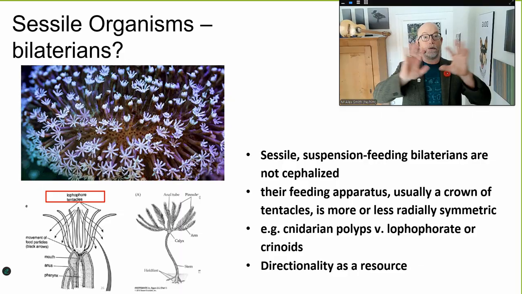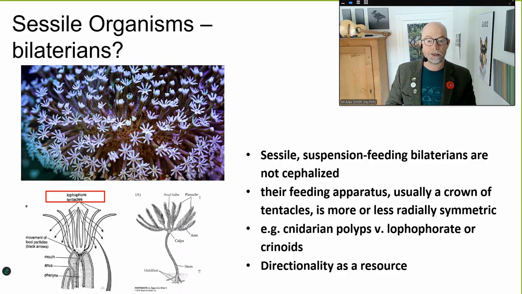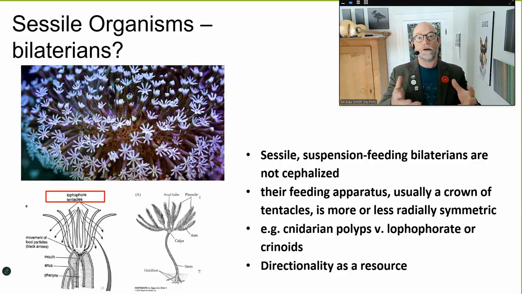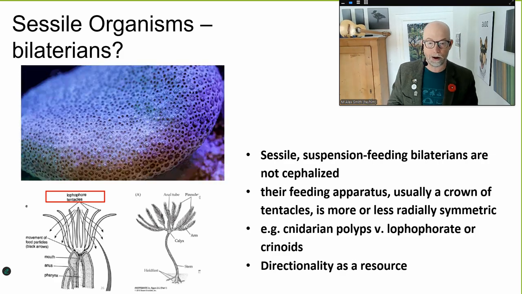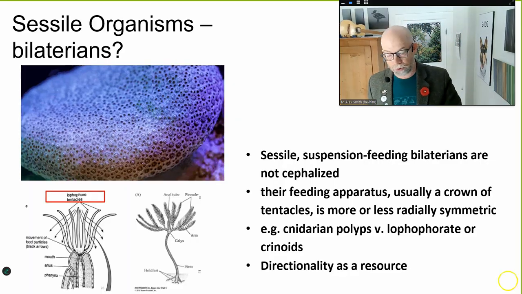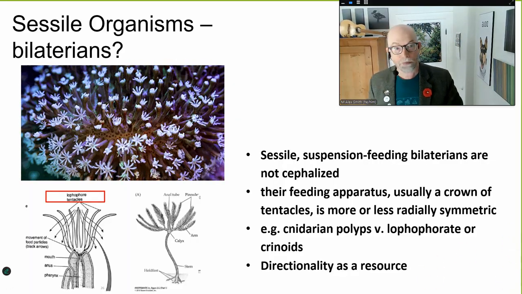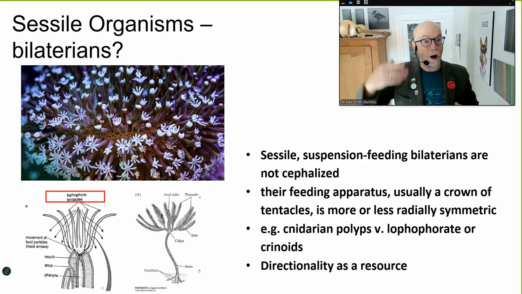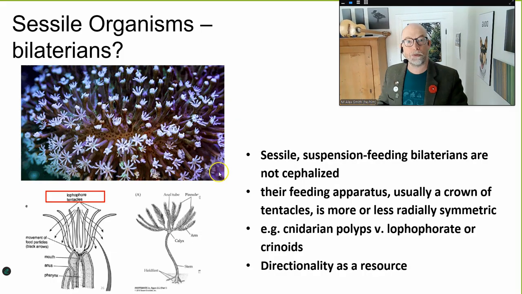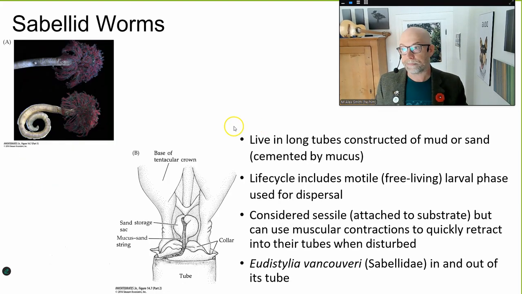So we see the crown of the lophophores, or the crown of the echinoderms, the sessile sea lilies, like you just pictured there on the bottom. So cnidarian polyps, lophophorates, or crinoids. The directionality of that resource is a thing. And what do I mean by directionality? When I'm thinking about flow, upstream, downstream, into the current, away from the current, this becomes really important in terms of eating, because you're not moving.